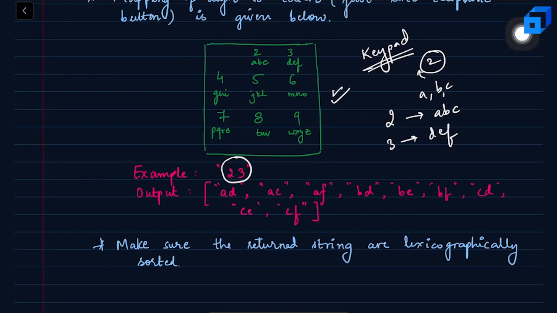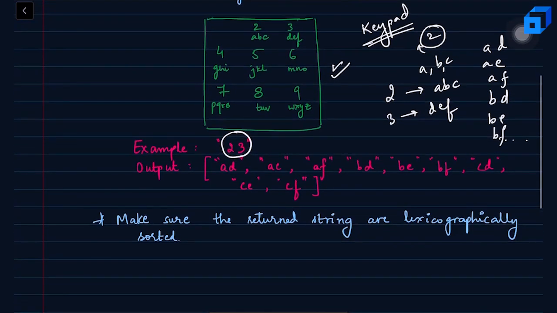And for the possible combinations, I could have AD, AE, AF, and similarly BD, BE, BF and so on. So at the end, we get all these possible combinations as our answer. For a string 2, 3, I have basically 9 combinations. I hope the question is clear to you.